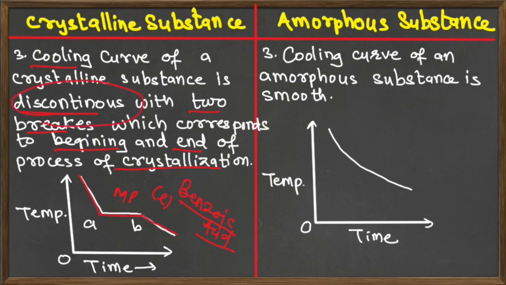After all benzoic acid is solidified, then temperature further decreases with time. But in case of amorphous substances, the cooling curve is smooth. For example, here there is no sharp change. The gradual change in temperature takes place, and it solidifies slowly from liquid, then it becomes soft material, it converts to the solid state.